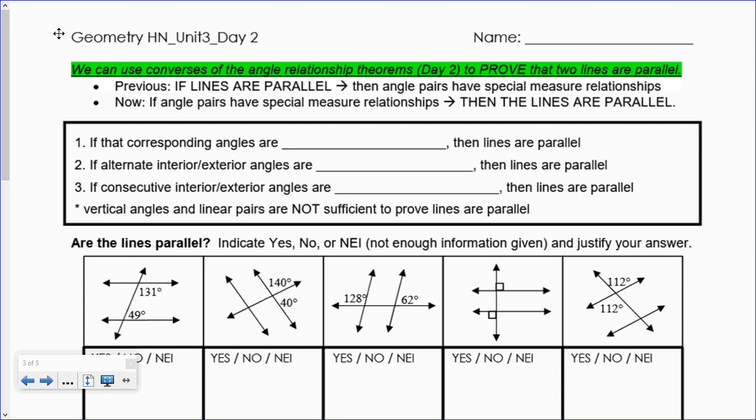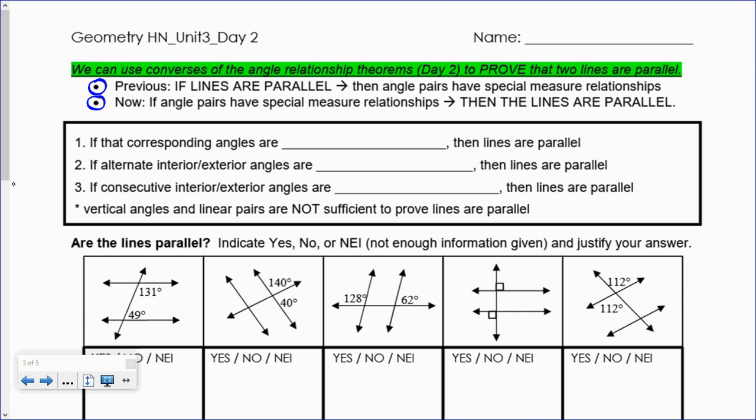So on day one, what we learned last time was how to identify the angle relationships, and then if the lines are parallel, we then could solve, right? Previously, we knew if the lines were parallel, then we could use special angle measurement relationships to solve. Today we're going to be learning about the converse of that. What if I know that the angle pairs have a measure relationship first, and then I use that to prove the lines are parallel? That's what we're focusing on today.